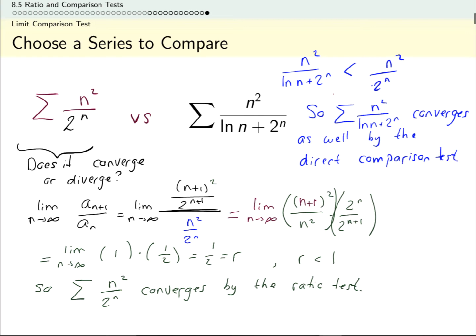Again, remember what we need to show for the direct comparison test. We need to show whether this converges or diverges. In this case, it was a little harder than normal. And then we also need to show that the inequality goes in the correct direction.